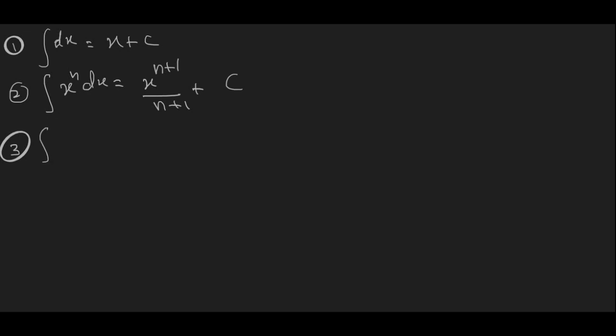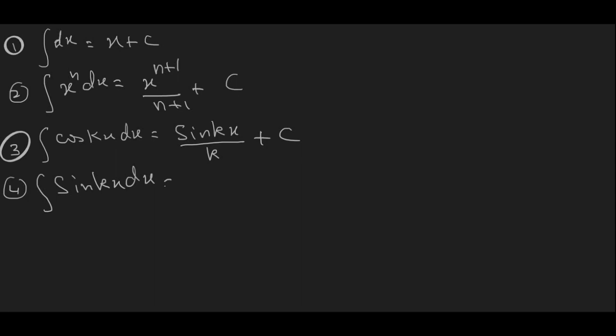Integral cos kx dx is equal to sin kx over k, because in differentiation we multiply by the angle, and here in integration we divide by the angle, plus c. Integral sin kx dx is equal to minus cos kx over k plus c.